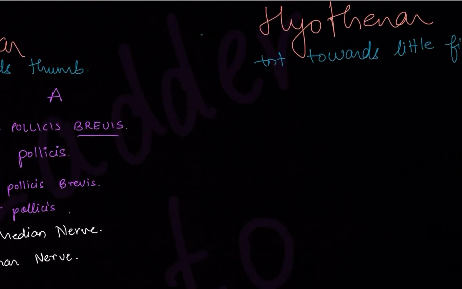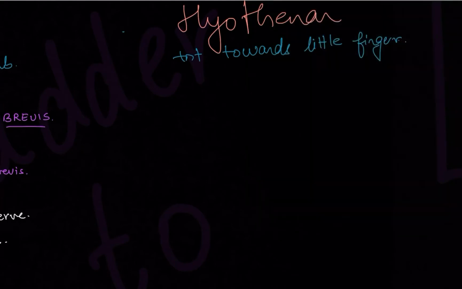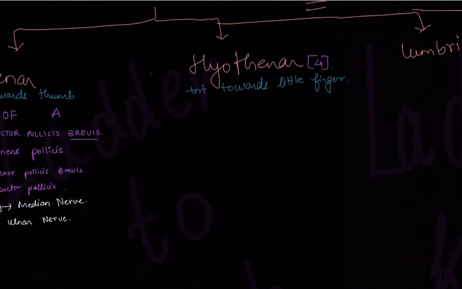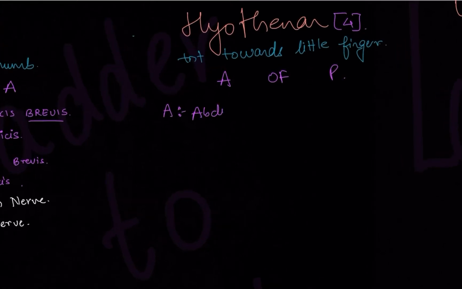Then let's do the hypothenar. These are also 4 in number. For this you have to remember A of P. Here A stands for abductor digiti minimi. Digiti means finger, minimi means little finger. As these muscles are present on the side of the little finger, hence the same name.